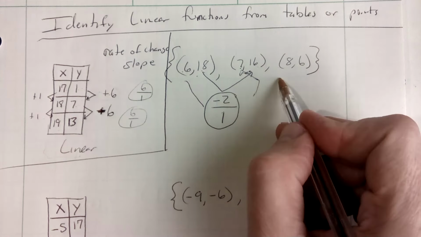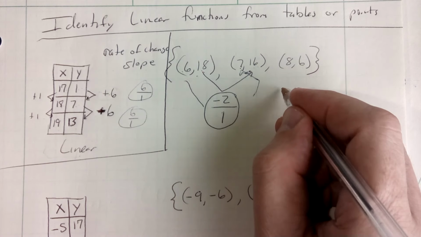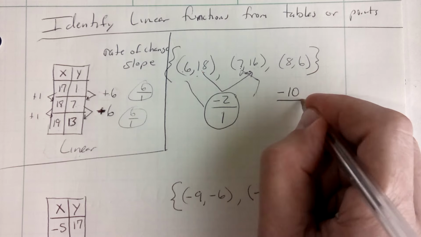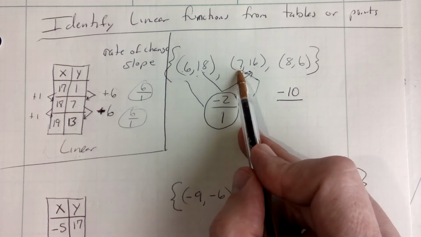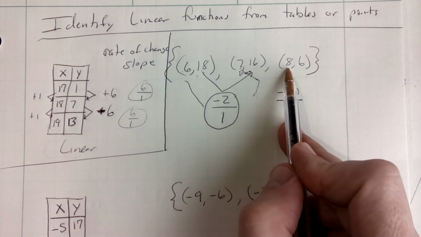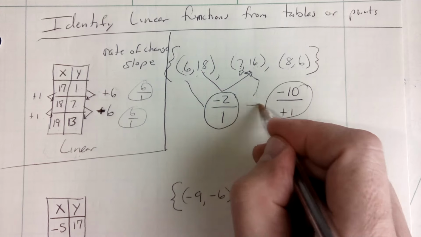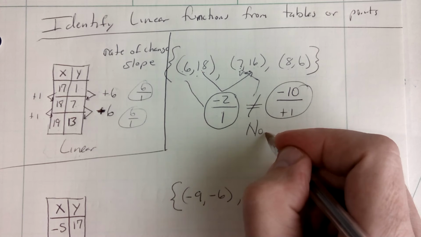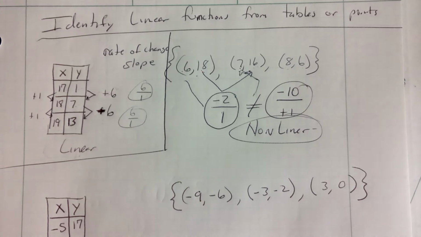Now let's do the next point. I'm going to go from 16 to 6. Well, that's a change down 10. So now, if the change in x is 5, it will be linear. But I'm going from 7 to 8. That's a change of 1. Those are not equal. That's non-linear because the rate of change is different.